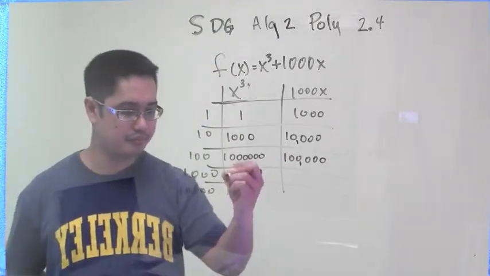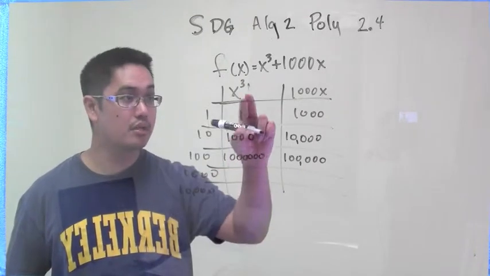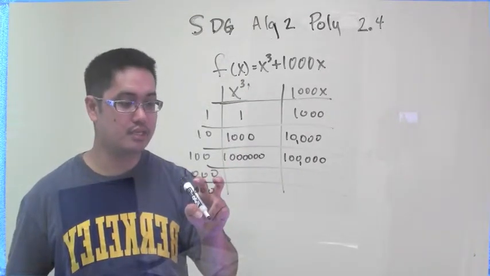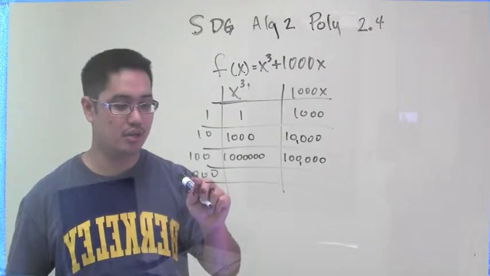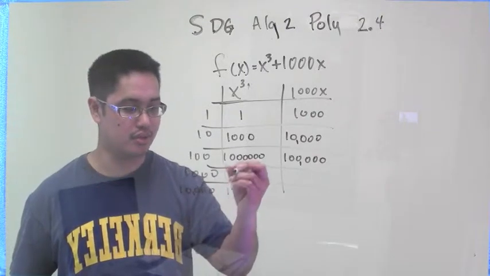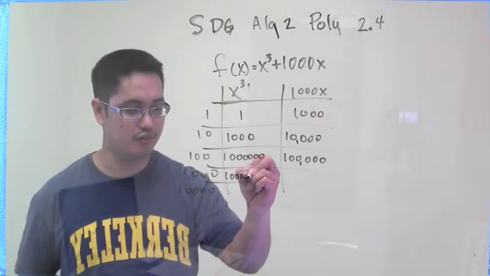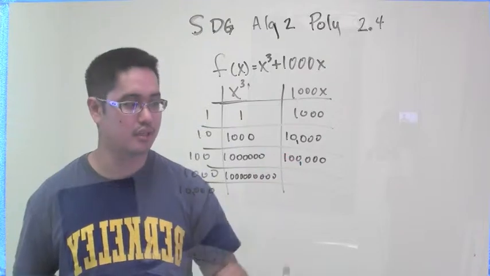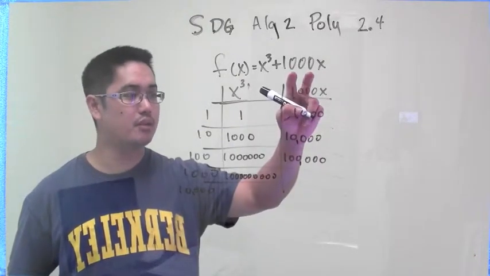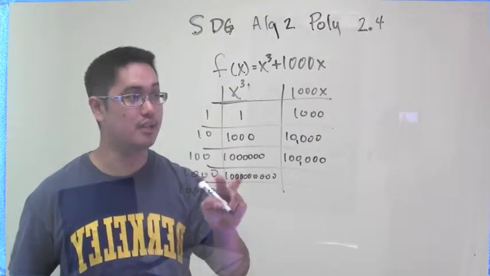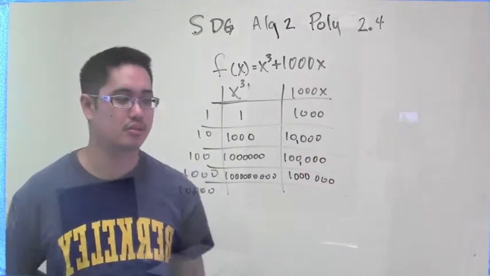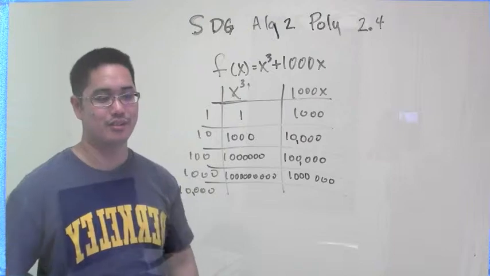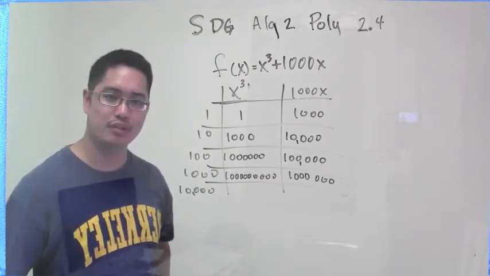Or what about over here? This would be 3 sets of 3 zeros, so 1000 cubed is really just 9 zeros altogether: 1, 2, 3, 4, 5, 6, 7, 8, 9. And then this guy right here, if I multiply 1000 times x, that would just be 6 zeros. Who's winning now? This guy's like a billion and this guy's a million.